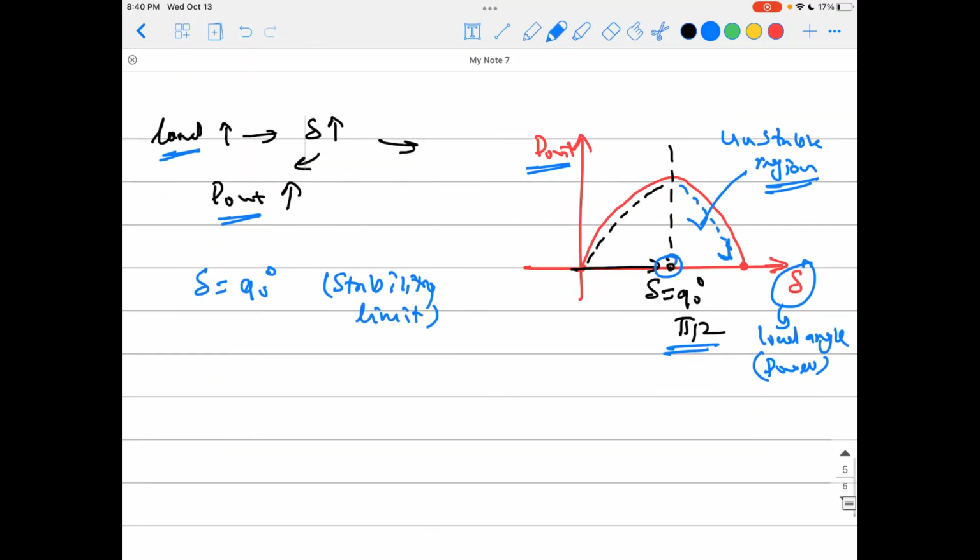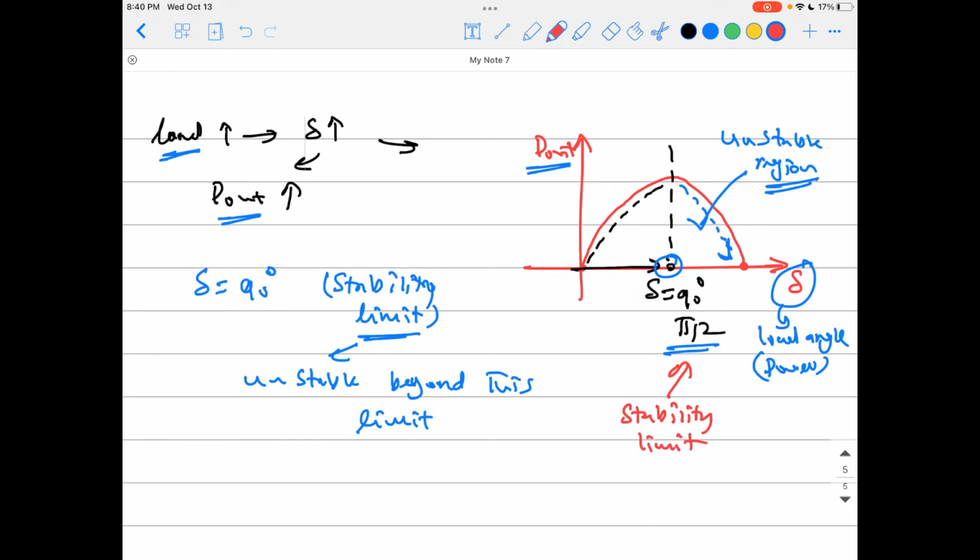Okay, so we cannot go beyond the stability limit, or the generator will be unstable beyond this limit. Okay, guys, so that's why we call delta equals 90 degrees the stability limit. Okay, guys.